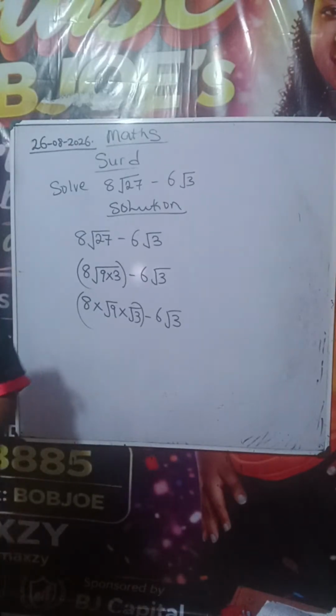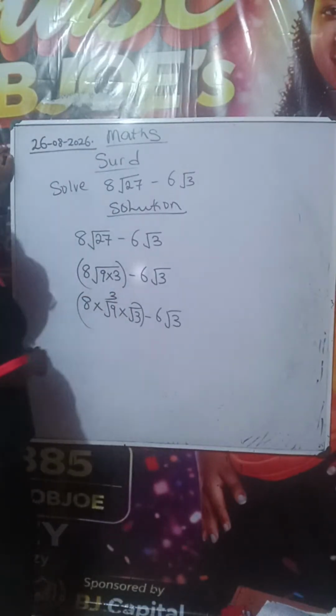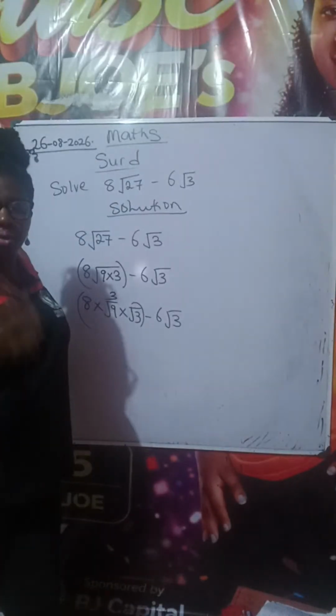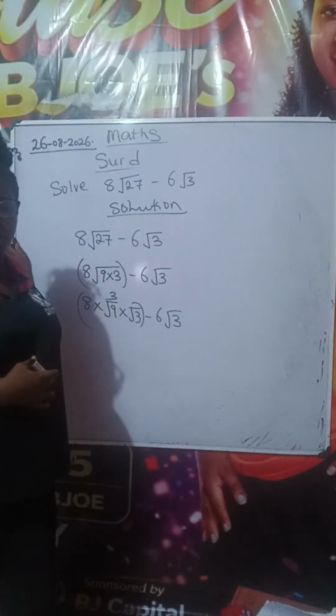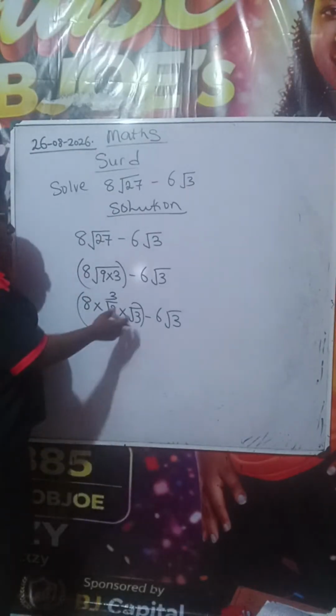So the square root of 9 is 3. So I'm going to write 3 here. Now the square root of 3. Can you get the square root of 3? Is it possible? You can't get the square root of 3. So what do we do? I'm going to leave it like this.